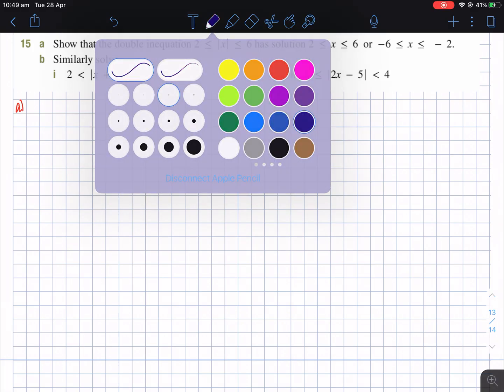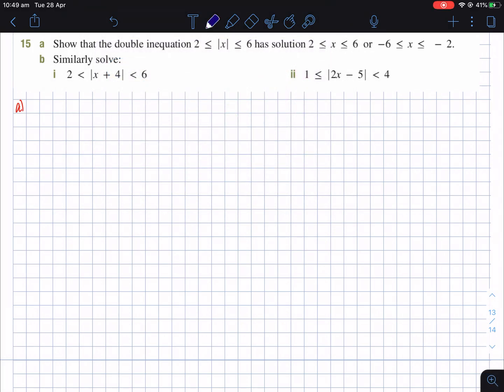Alright, 15a, we want to solve the double inequation, so it's sandwiched. 2 is less than or equal to the absolute value of x, which is less than or equal to 6. So essentially the absolute value of x can be 2, 3, 4, 5, 6, or any number between 2 and 6, because it doesn't have to be a whole number. So I'm just going to do this algebraically, okay?